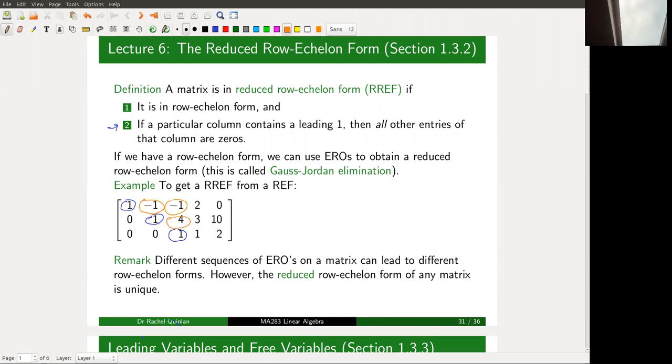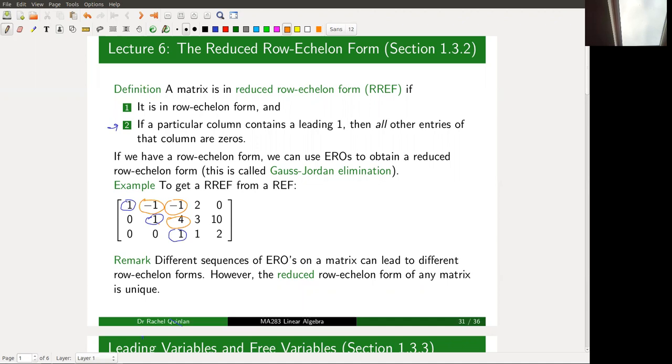And remember, I should recall that what we mean by elementary row operations on a matrix is that they have 3 types. We can multiply a row by a non-zero constant. That means multiply every entry in the row by the non-zero constant. We can swap 2 rows, or we can add a scalar multiple of one row to another row.